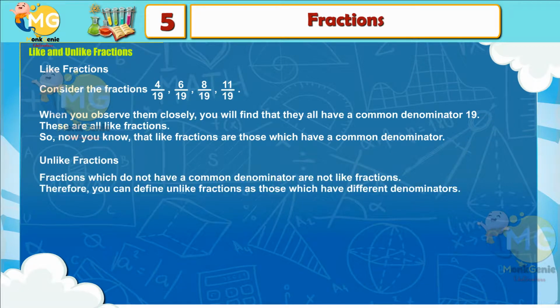Unlike fractions: fractions which do not have a common denominator are not like fractions. Therefore, you can define unlike fractions as those which have different denominators. 6 upon 23, 5 upon 12, 9 upon 17, 8 upon 14 are some such examples.